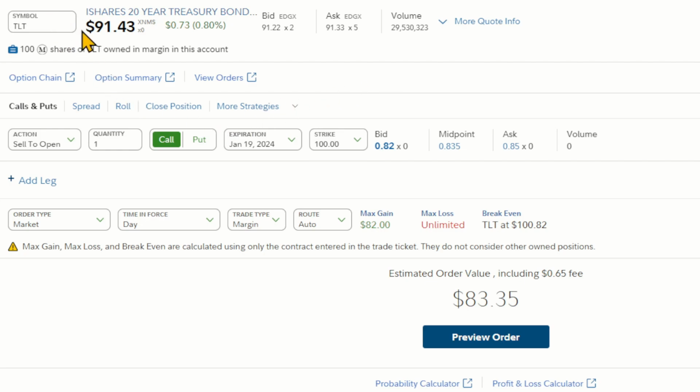But in this case with TLT at 91.43, if we sell to open one call contract going out till January of next year with a $100 strike price, we're going to be able to generate around $83 market price currently. And that annualized, I ran the numbers, is around 2.8% annualized return. So combine that with the 3.8% distribution yield we're currently seeing that might head towards 4% soon, and we're looking at something like 6.8%, really 6.5% to 7% currently. That's probably what you could get being that far out of the money, which is over 9% out of the money.